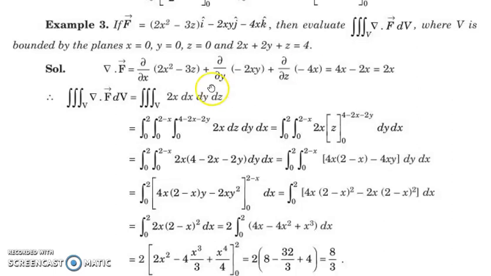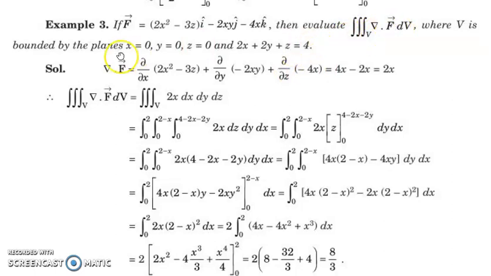in the first octant. So you have a region which is bounded by the portion of the plane in the first octant, then the coordinate planes x equal to 0, y equal to 0, and z equal to 0. So first of all, we will find what is del dot f. We will find the integrand.